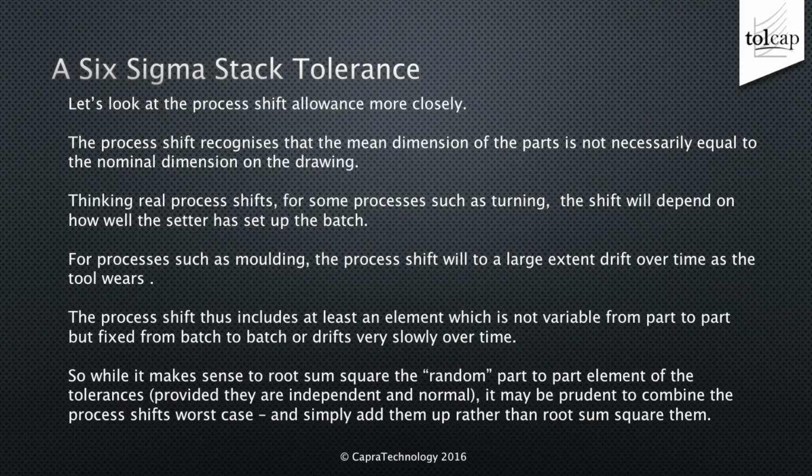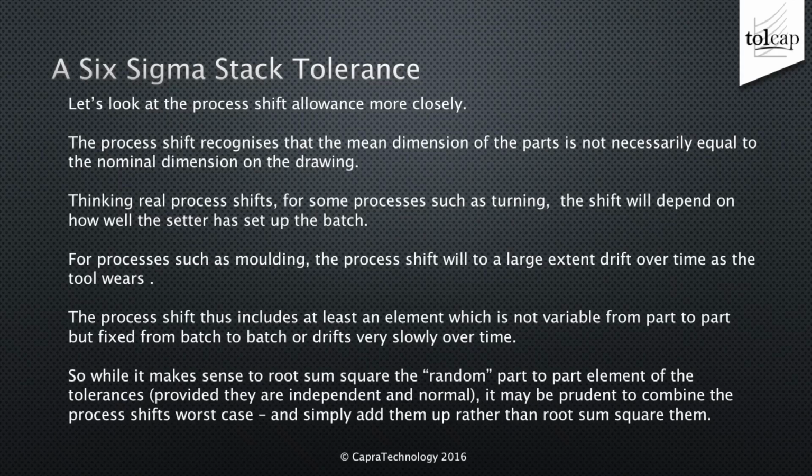Okay, let's look at the process shift allowance more closely. The process shift recognises that the mean dimension of the part is not necessarily equal to the nominal dimension on the drawing. Thinking real process shifts, for some processes such as turning, the shift will depend on how well the setter has set up the batch. For processes such as moulding, the process shift will to a large extent drift over time as the tool wears. So the process shift includes at least an element which is not variable from part to part, but fixed from batch to batch or drifts very slowly over time.